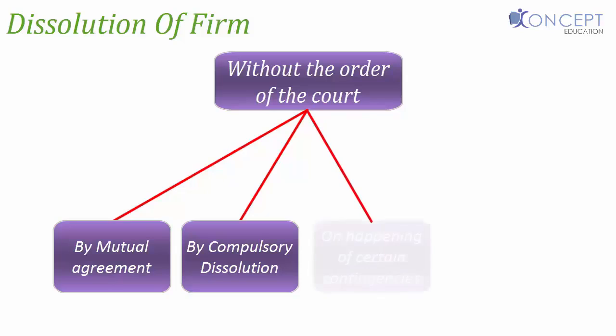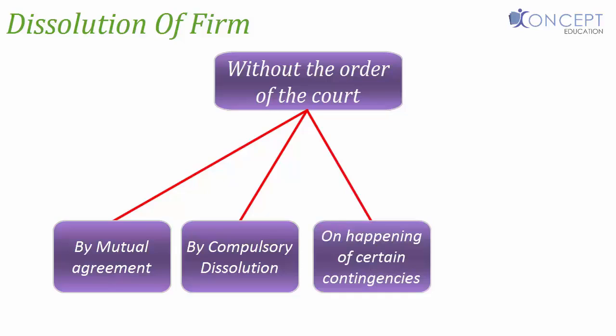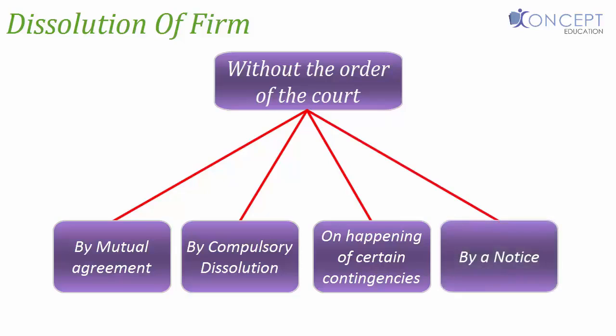The third way is on happening of a certain contingent event. Well, death of a partner, or if the partnership was made for a certain adventure, completion of such adventure. In such situations, the partnership firm would be dissolved. The next one is the expiry of the term of the partnership. And finally, the last point, by a notice.